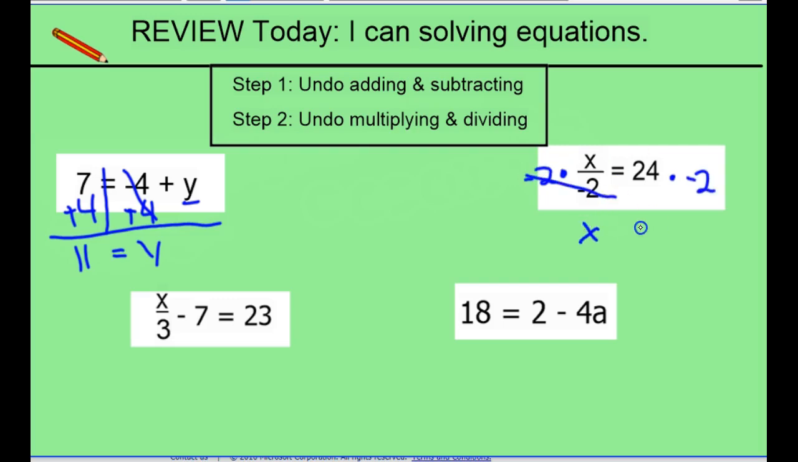We get x equals 24 times negative 2. Well, a negative times a positive gives us a negative. 24 times 2 is 48, so negative 48.